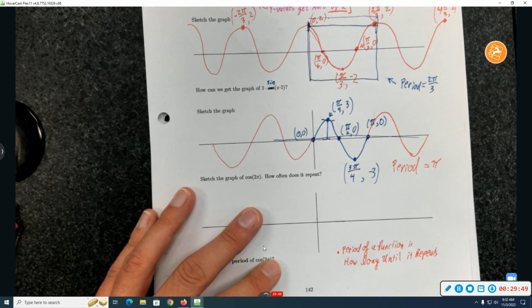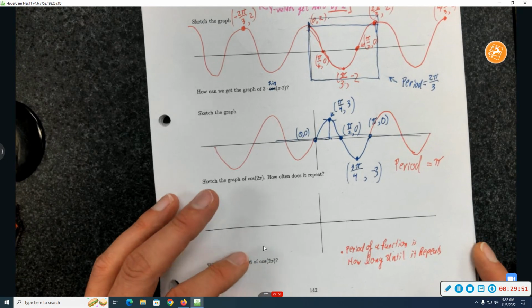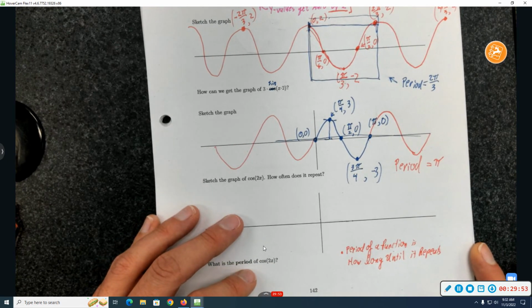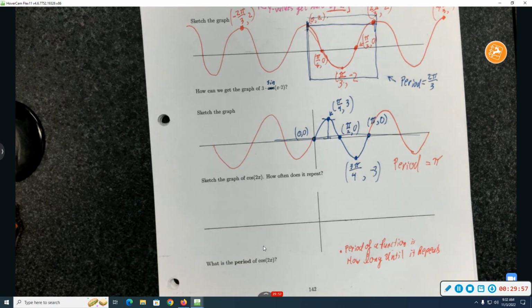I heard a 2. I heard a pi over 4. Do I hear any others? I hear a 3. Let's hear just a call for unity. 2. Pi over 4. 3.